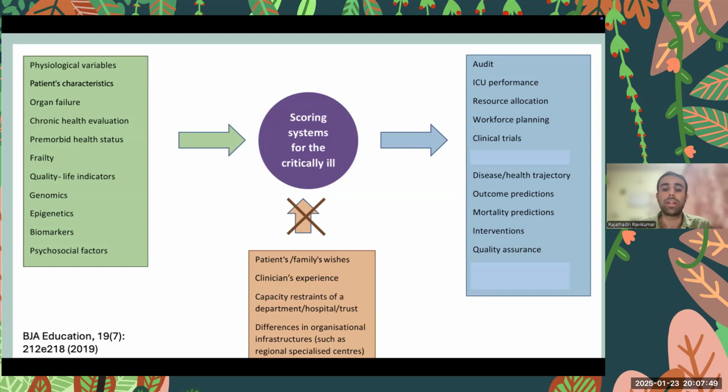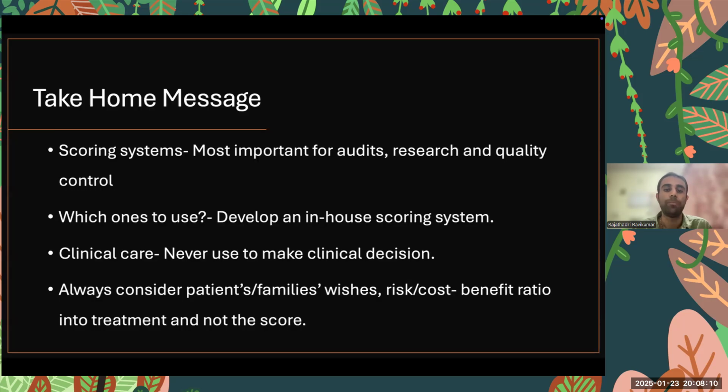And differences in organizational infrastructures, like there are two hospitals, one with good ER, one with bad ER. So all those things come into play, but these are all not included in the scoring system. So the scoring system comes with its own bias of all those things. So we have to keep in mind clinically the scoring systems and their application.